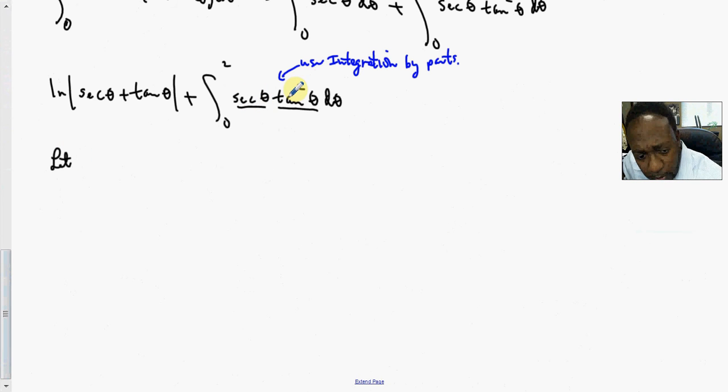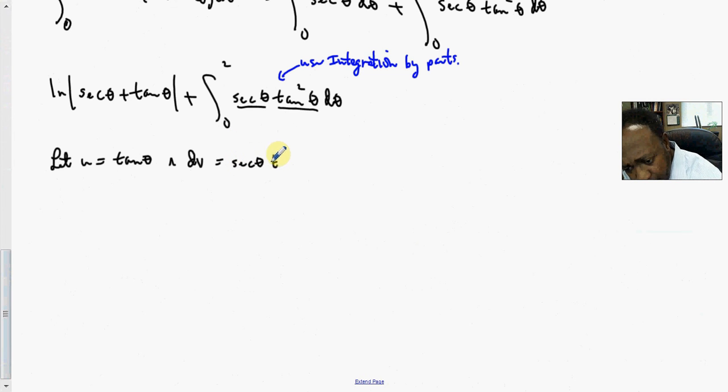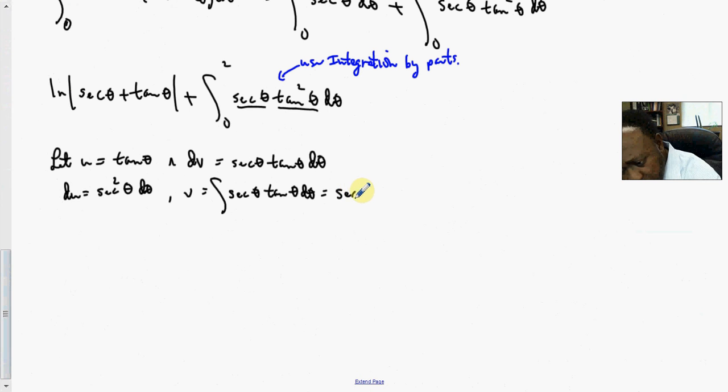So let's see if that'll work. Looking at these terms here, let u equal to one of those tangents, and dv would be everything that's left, secant theta tan theta d theta. So here du is secant squared theta d theta, and then v is the integral of secant theta tan theta d theta, and that's just secant theta.